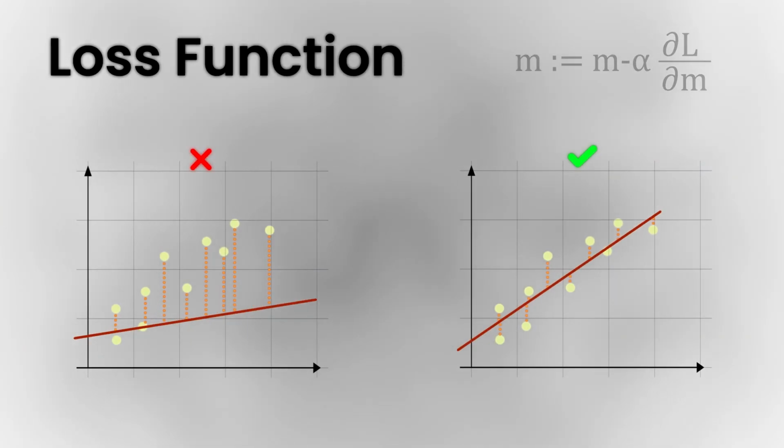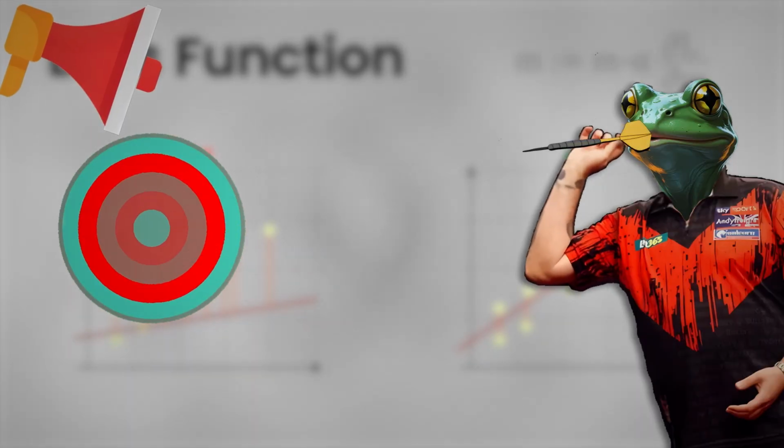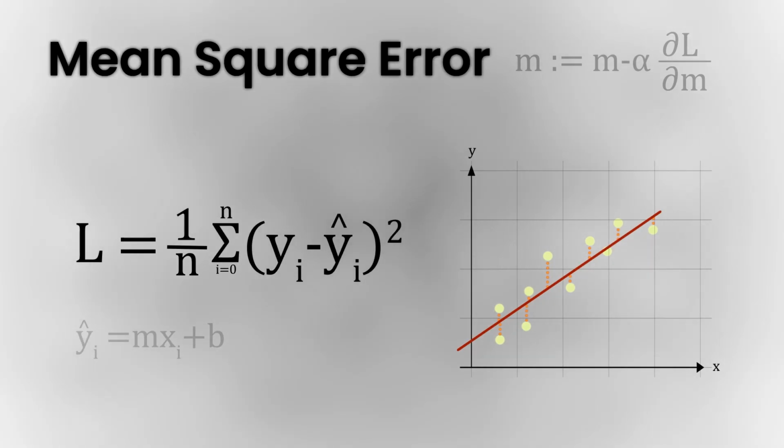A loss function is a way to measure how wrong your predictions are. Think of it like a game where you try to get your predictions as close to the target as possible. The loss function helps you keep score and improve your aim. We're going to use mean squared error, MSE, to measure our model's performance. Here's how it works.